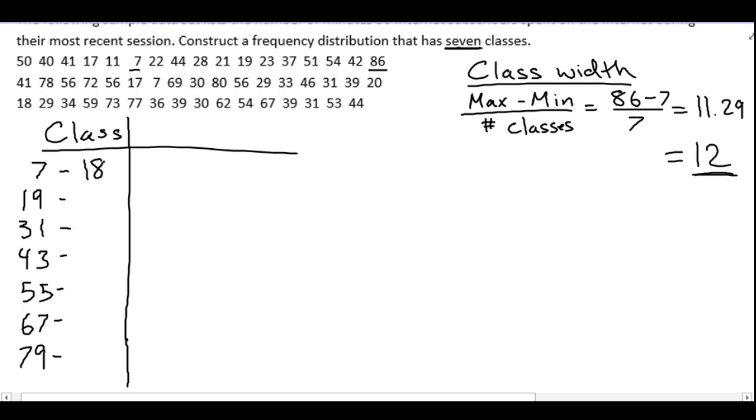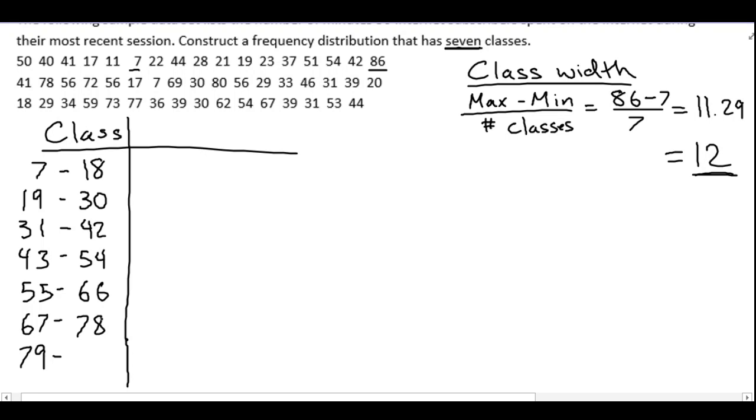Same thing with the next one for class number 2. If the third class starts at 31, the second class must have ended at 30. Right? I'm going to fill this out for the rest of them. 42, 54, 66, 78, and you can use this trick one more time.